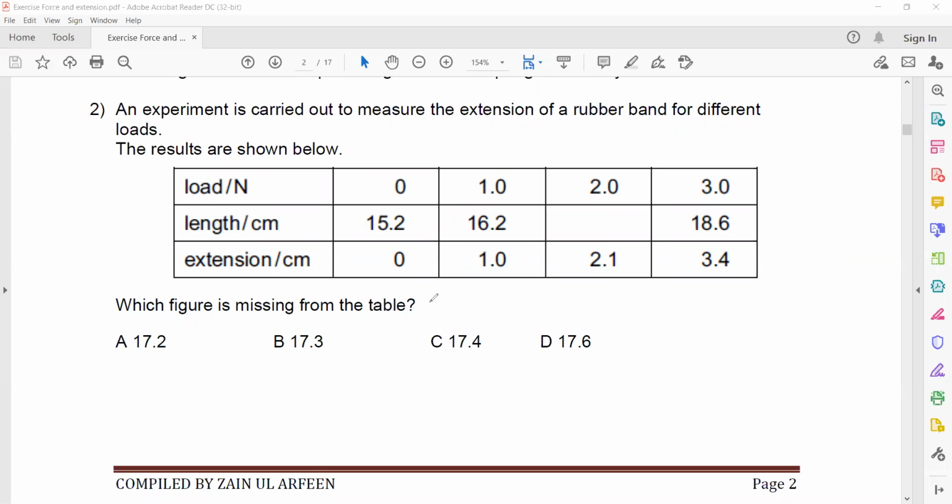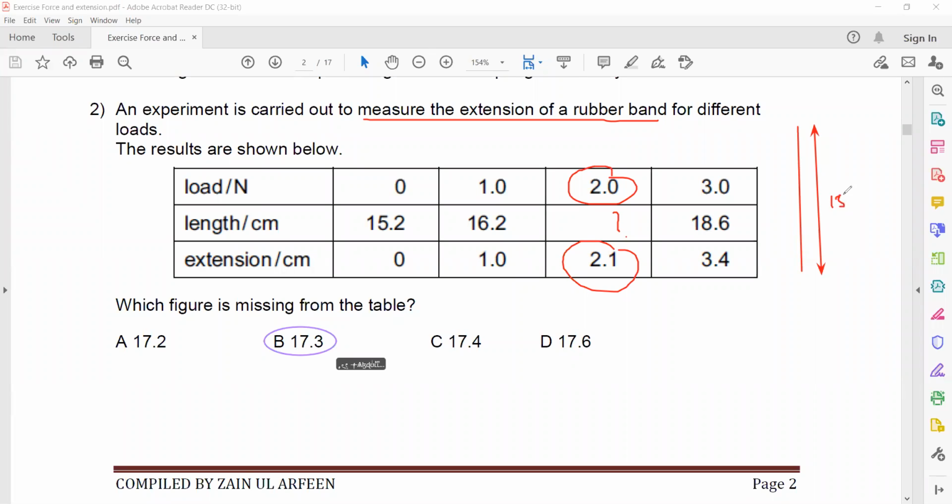Which figure is missing from the table? What should be the number here? When we attach 2 Newton, it has the extension of 2.1. So what is the total length? The length of a rubber band, here it is mentioned, an experiment is carried out to measure the extension of a rubber band. So we have a rubber band. Originally this rubber band is having a length of 15.2.